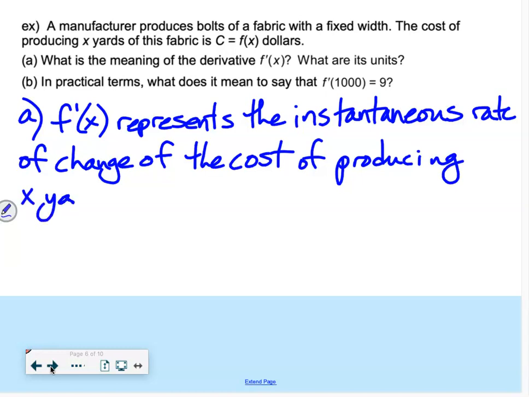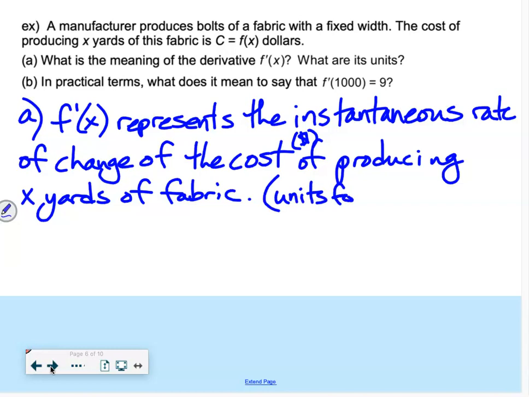x yards of fabric. So the cost is in dollars. So the output, our function, is in dollars. Our input is in yards. So if I ask the units for f prime, what do you think it would be?